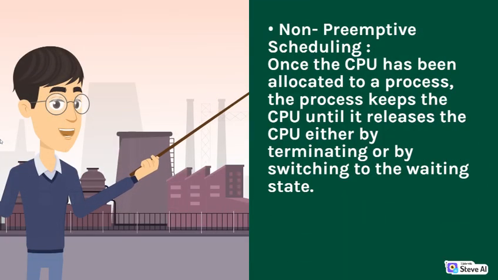Non-preemptive scheduling. Once the CPU has been allocated to a process, the process keeps the CPU until it releases the CPU either by terminating or by switching to the waiting state.